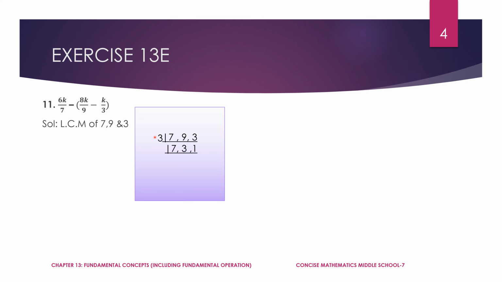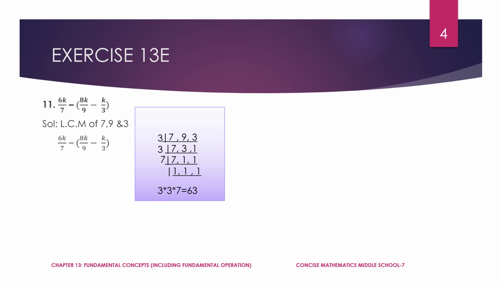3, 7 as it is. 3 3s are 9. 3 1s are 3. Again with 3. 7 I am writing down as it is. 3 1s are 3. Now 7 1s are 7. Now just multiply 3 into 7. That is 63. Now we need to make the denominators into 63.